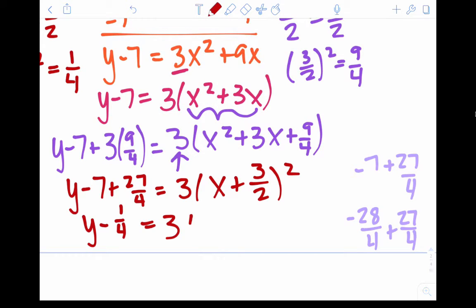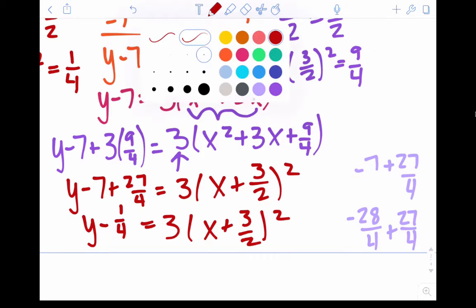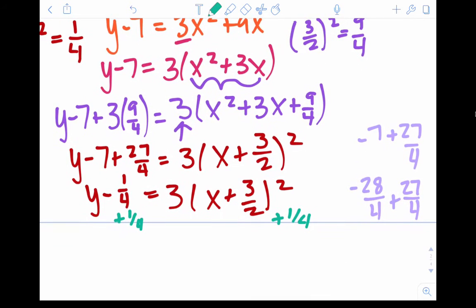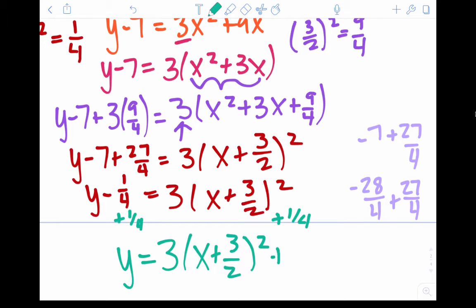It is equal to 3 times the quantity x plus 3/2 squared. And then this last and final step is to add 1/4 to both sides. So y is equal to 3 times the quantity x plus 3/2 squared plus 1/4. That is in vertex form, so I'm done.